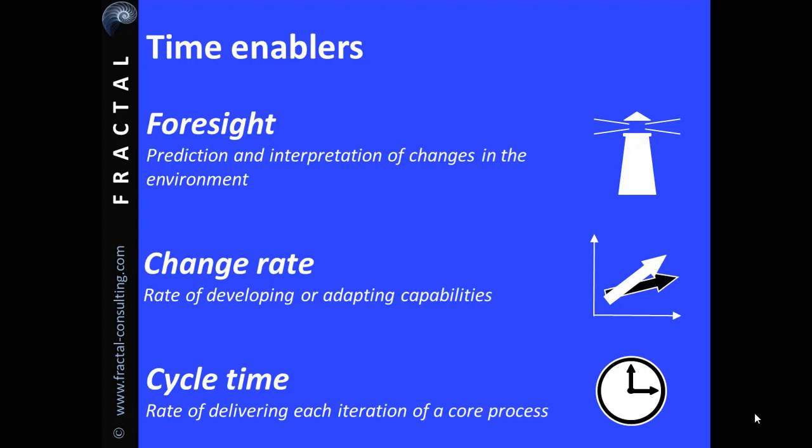There are trade-offs between these enablers. Better foresight gives you more lead time, so if your foresight is good, then this can be a substitute for improving the rate of change or the cycle time.